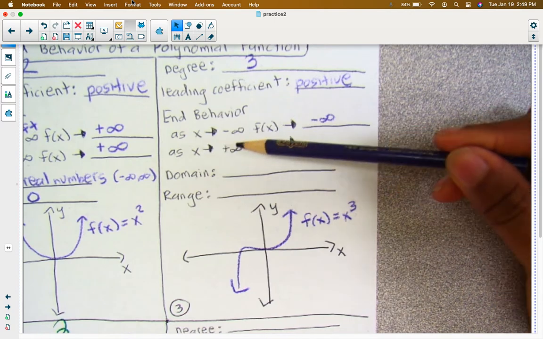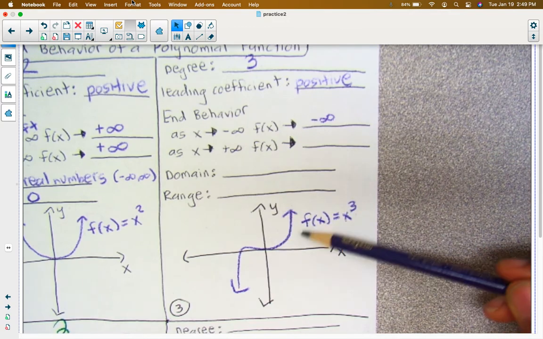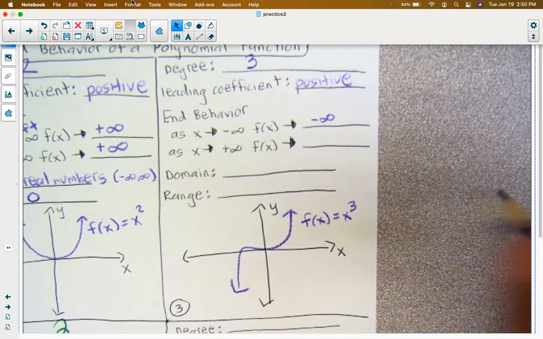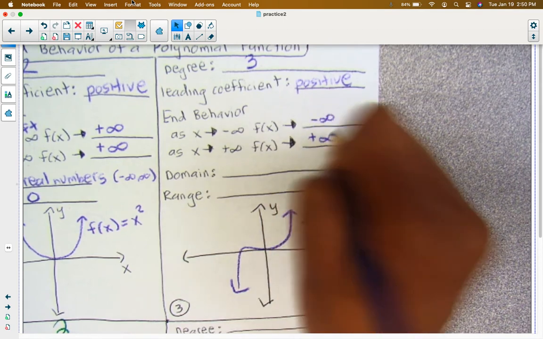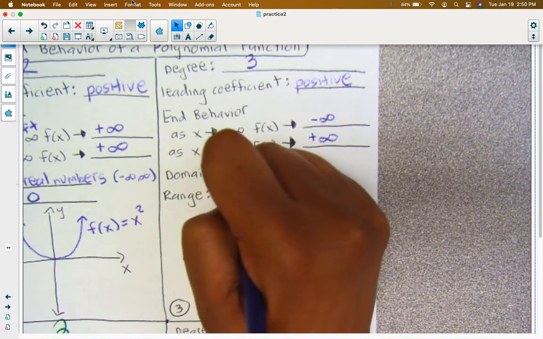As x approaches positive infinity, what's happening? Again, this is the right side of your graph. What's happening on the right side of my graph? This graph is going up, so that's positive. My domain and range are both the same. For cubic functions, your domain and range is all real numbers.